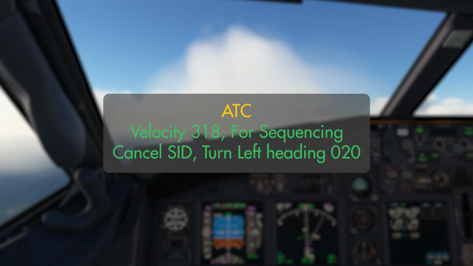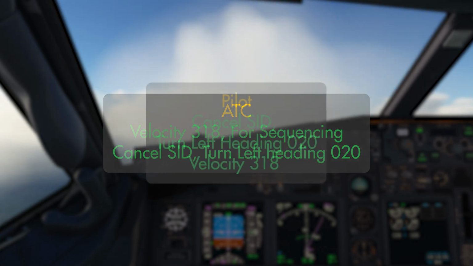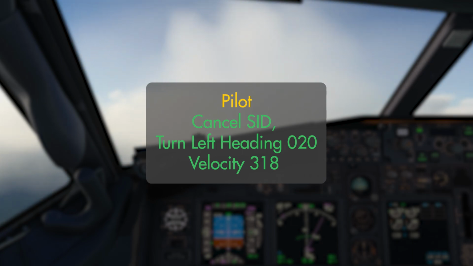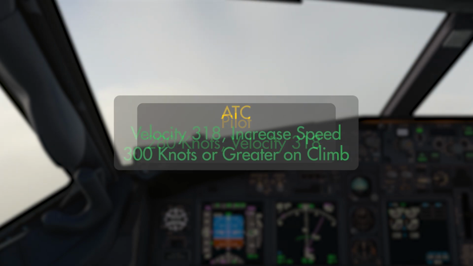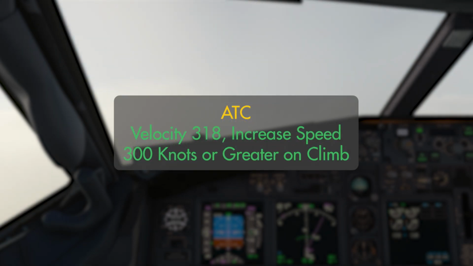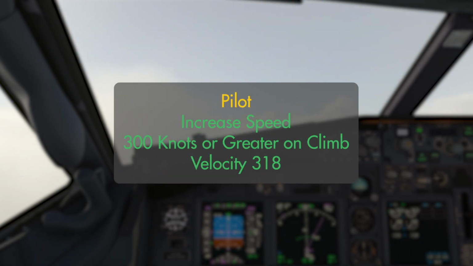Velocity 318, for sequencing, cancel SID, turn left heading 020. Cancel SID, turn left heading 020, Velocity 318. Velocity 318, report speed. 280 knots, Velocity 318. Velocity 318, increase speed 300 knots or greater on the climb. Increase speed 300 knots or greater on climb, Velocity 318.